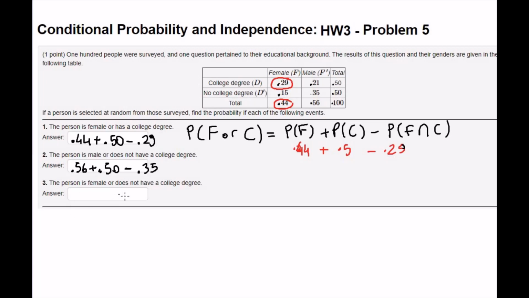The person is female or does not have a college degree. The person is female is 44%. And does not have college degree is 50%. And their intersection, female, no college degree, is here 0.15. So this is the answer.